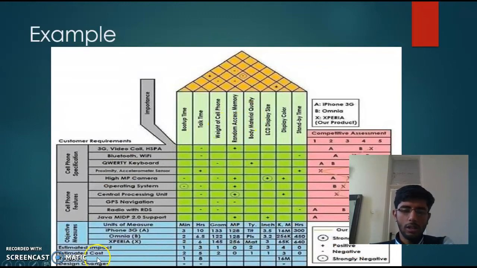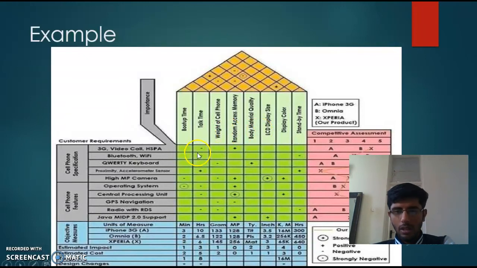And this all is the technical side. So first we will skip the technical side. Let's discuss these parts, which are actually the most important parts. For a mobile phone, what are the customer requirements? If you see, they require 3G video call, Bluetooth, QWERTY keyboard, operating system, GPS navigation, etc. And in the priorities, they need good talk time, weight of cell phone, random access memory, etc.